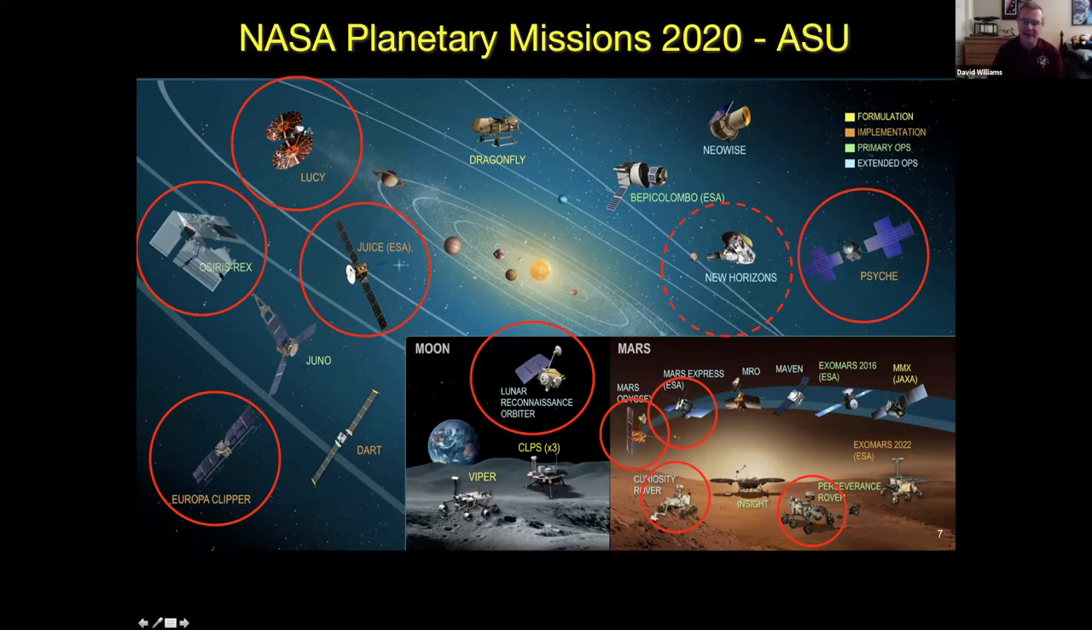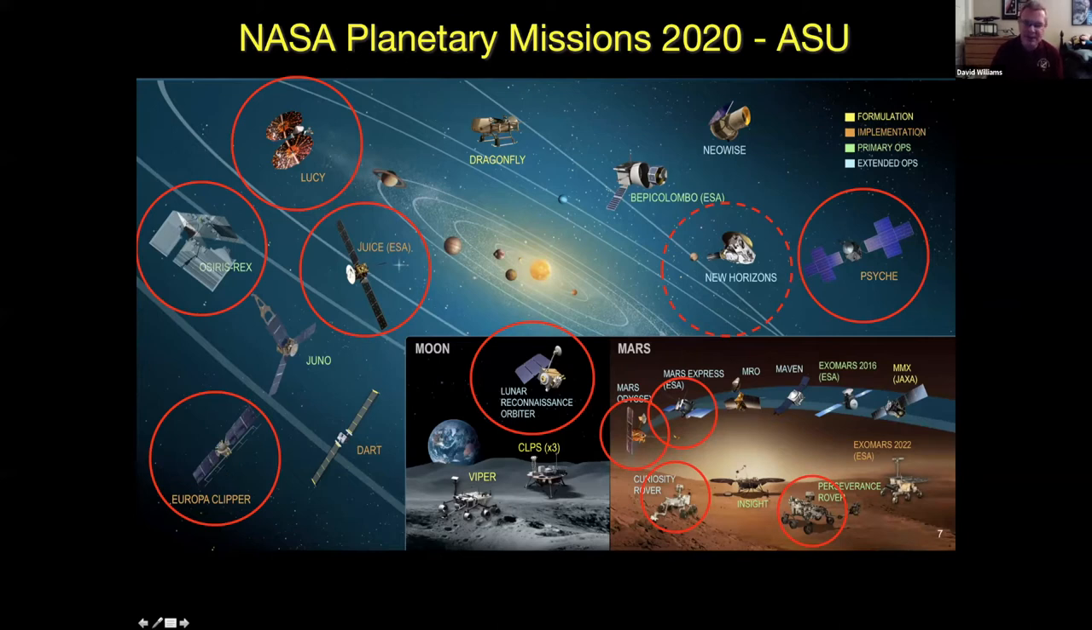OSIRIS-REx, of course, has been in the news just this past week after successfully sampling as it orbits asteroid Bennu, and it is going to return a sample from that asteroid to the Earth. I'll talk a little bit about that more shortly. The Europa Clipper mission right here is the next big flagship mission to the outer solar system. It's designed to be a spacecraft that is going to orbit Jupiter and study the icy moon Europa, which we think has a liquid water ocean underneath its icy crust. Professor Phil Christensen and others are going to be heavily involved in that mission. He's designing a thermal emission instrument for that to detect heat sources on it.